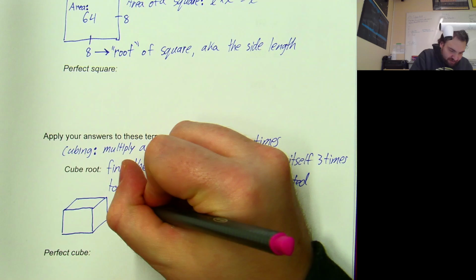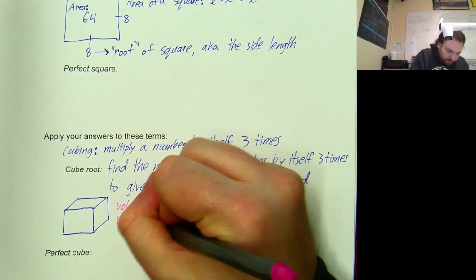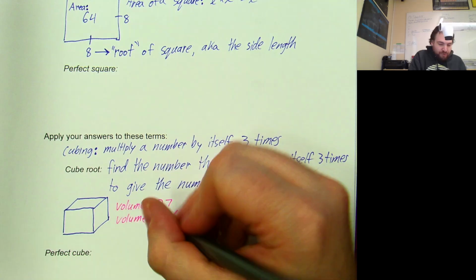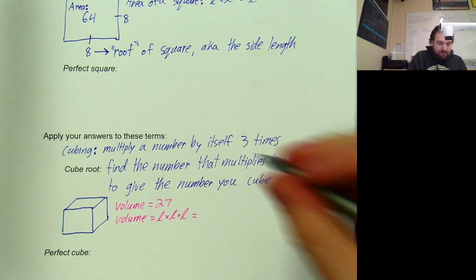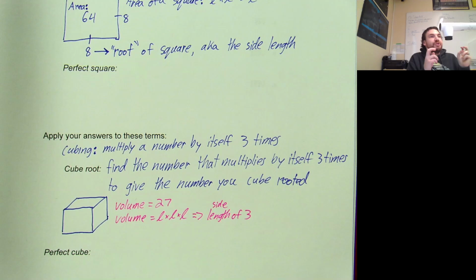Well, volume for a cube is the length times a length times a length. So what number times itself, then times itself again, is going to give me 27? 3. So you can give me a side length, rather, of 3, also known as the root of the cube. Because 3 times 3 times 3, 3 times 3 is 9, times 3 is 27. And these lengths all have to be the same.